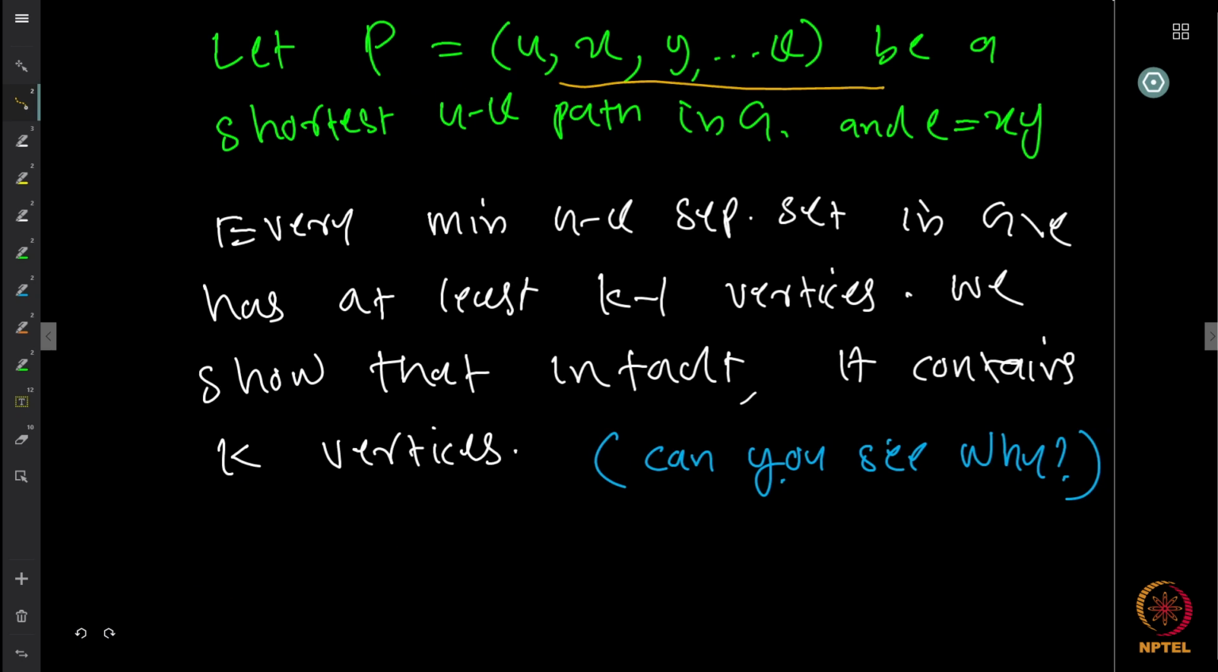It starts from U, goes to some vertex X in the set S, the separating set. Then from X it goes to an immediate neighbor Y, which is not the vertex V, of course, because there is no direct edge from X to V. And then from Y, there is some path to V. It could be an edge or a longer path. So you have the shortest path, which goes from U to X, X to Y, and Y to V. Now, XY is an edge because that is how we define the vertex Y. So the edge E is equal to XY.